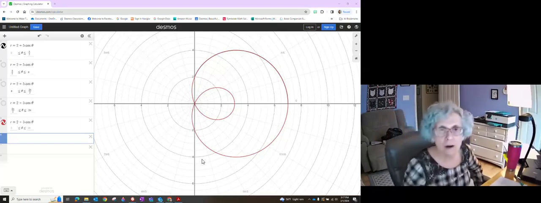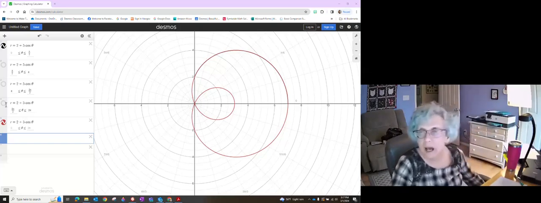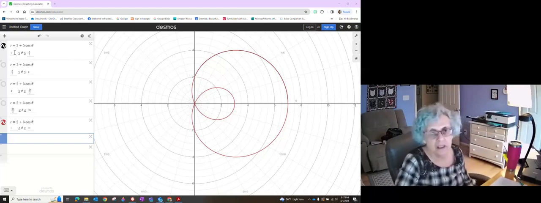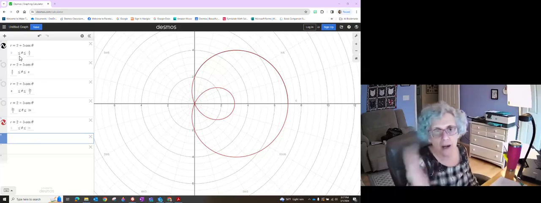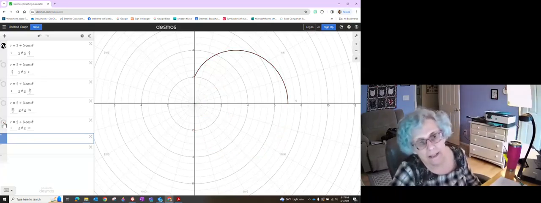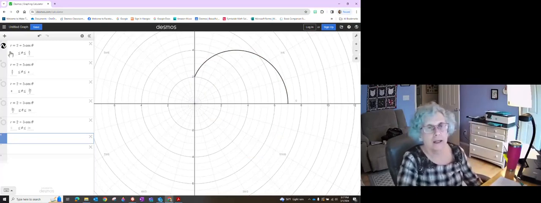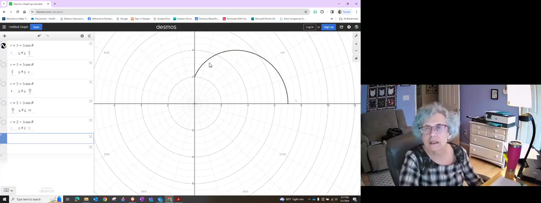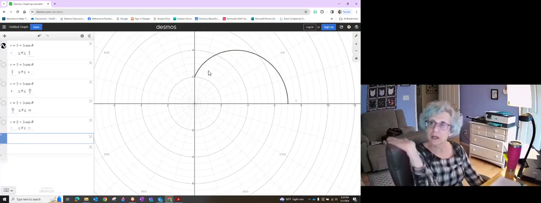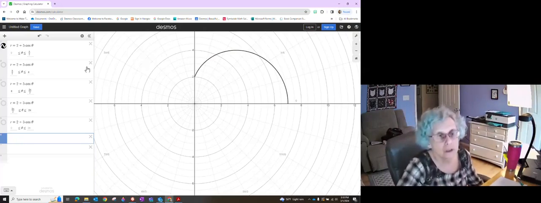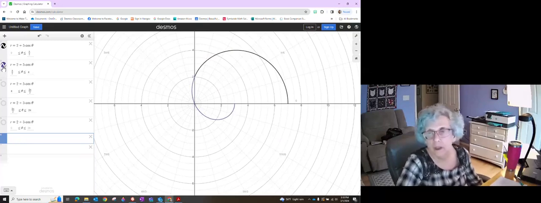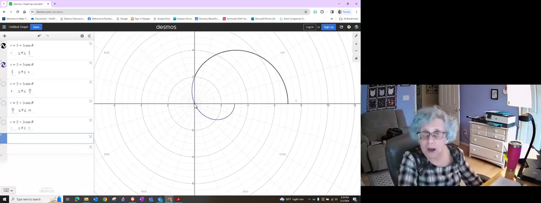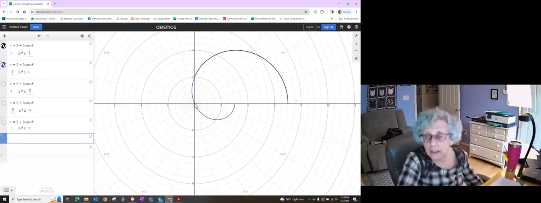So I went ahead and graphed it in Desmos, but I wanted to look at it piece by piece. So I duplicated the graph a few times and then I adjusted the range of theta. If I take the whole graph away and look at just the piece from 0 to pi over 2, it makes this little top of the loop. Next, it makes this little curly Q.